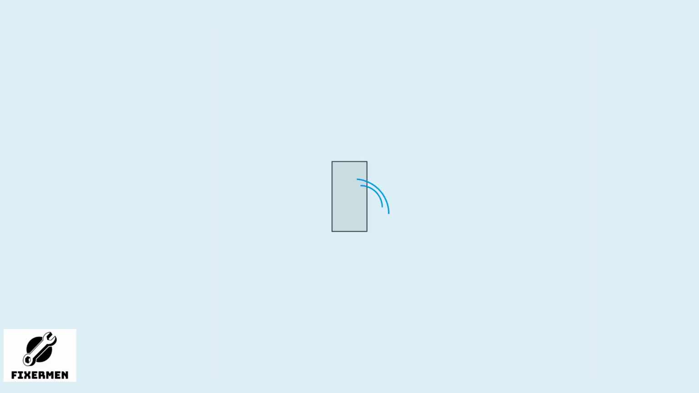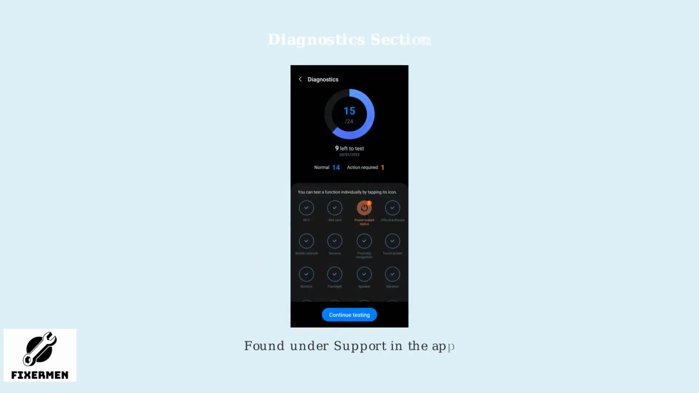For advanced troubleshooting of 5G Plus connectivity issues, Samsung's Members app provides powerful diagnostic tools that can help identify connection problems. First, open the Samsung Members app on your Galaxy device. This app contains Samsung's official support tools and diagnostics. Once in the app, navigate to the Support section and look for the Diagnostics option. This section contains various tests for your device's hardware and software.